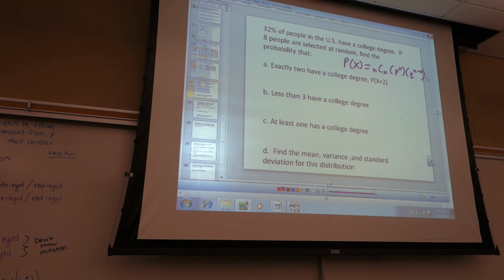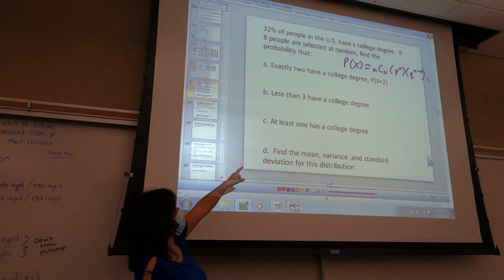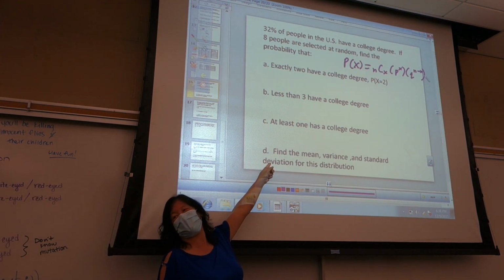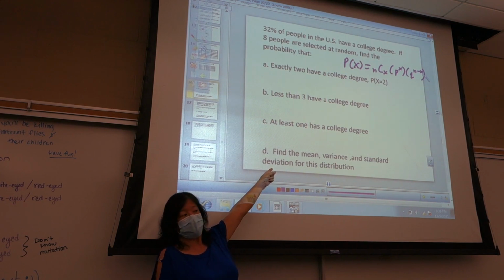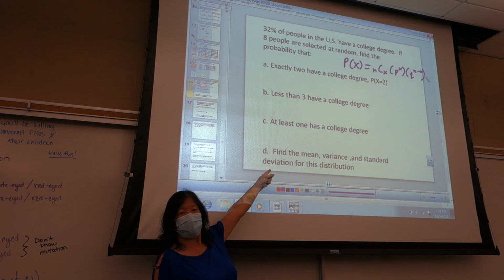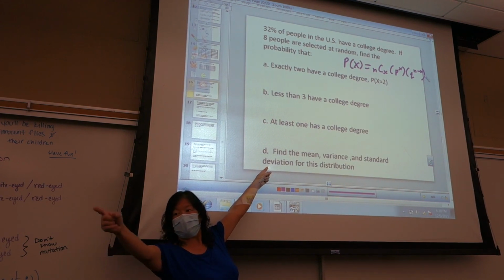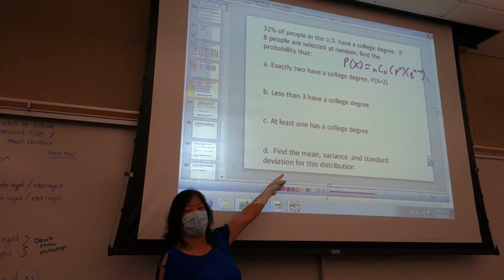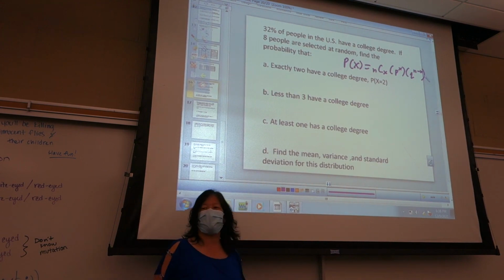Good. Okay. So everybody work on these. Remember, I love this binomial distribution. Why? Because the mean, variance, and standard deviation are the easiest in the whole world to find. My mean is what? np, exactly. My variance is npq, and my standard deviation is the square root of npq. Good.